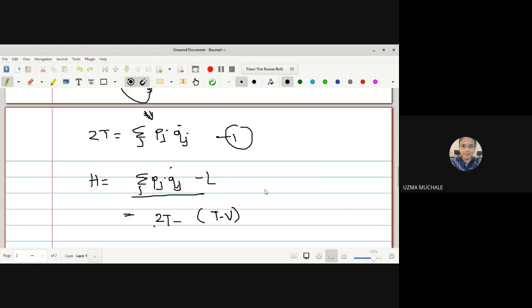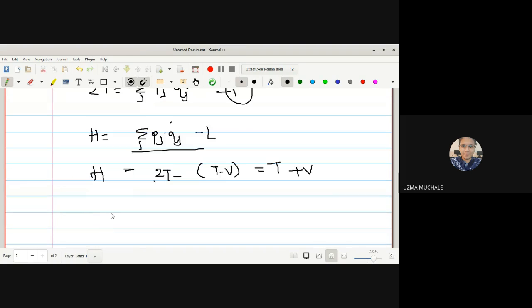Okay, so totally what you get is 2T minus T, which is equal to T only. Minus minus becomes plus, so it is V. So hence I get that H, the Hamiltonian, is nothing but T plus V, which is nothing but your total energy.